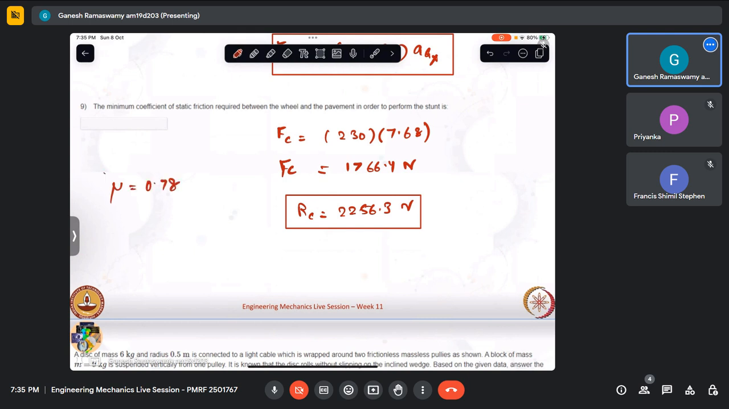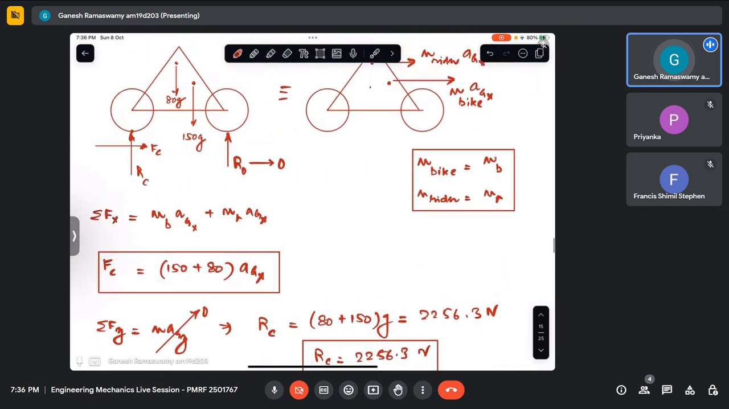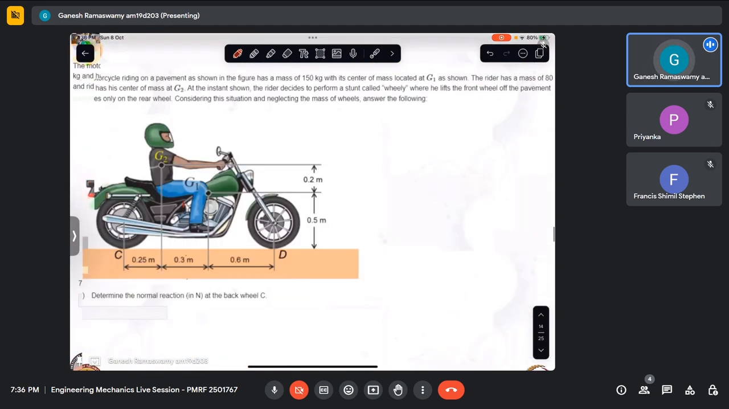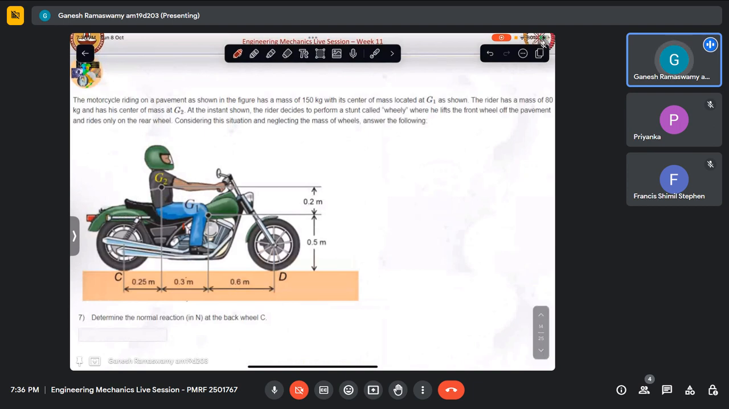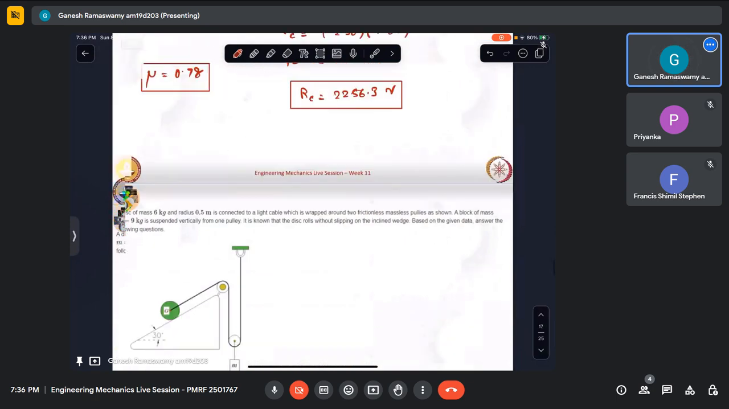So this is the minimum coefficient of static friction required to mobilize such an acceleration such that RB goes to 0, which enables the person to do this stunt. So all these are linked by this storyline. So I hope that that is clear. If there are any questions, please feel free to ask. Okay, in the meantime, I'll go forward and look at this question.